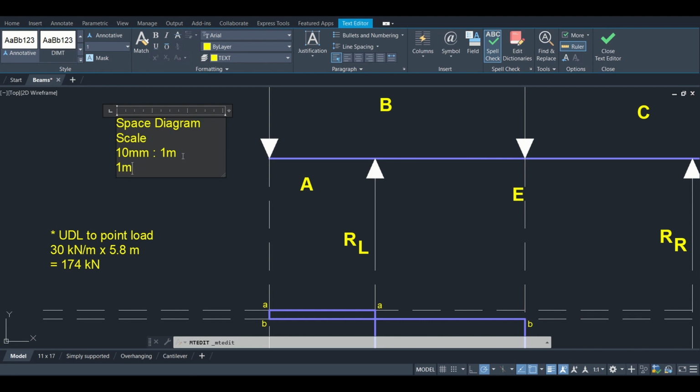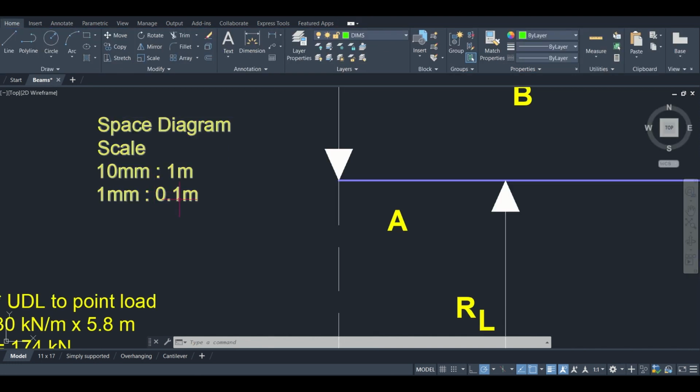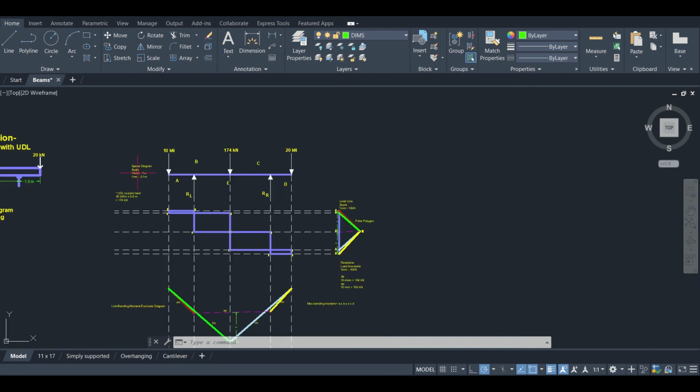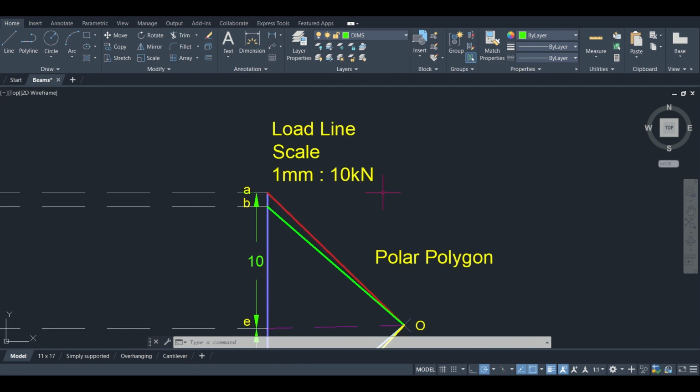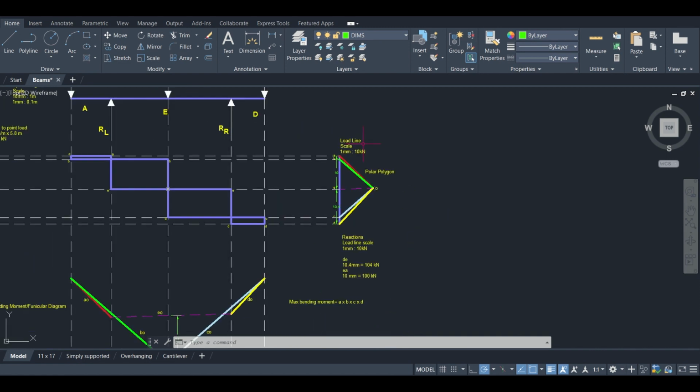And so whatever we do to one side, we must do to the other. So that would be 1 divided by 10 to give you 0.1. So now A would be this 0.1. So now B is our load line scale, and it is the value here when this is written to 1 millimeter. So we already have that, that's 10.